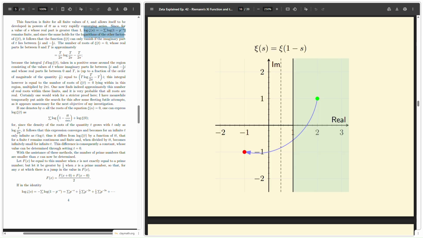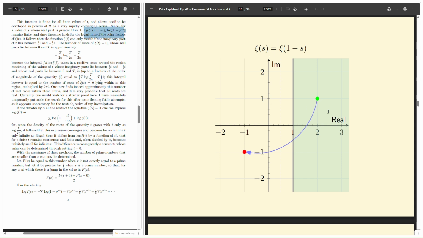So remember, we have this equation here, xi of s is equal to xi of 1 minus s, and we proved this, relatively easy proof, in episode 5: there are no zeros to the right of 1, so this green shaded region here. But this equation lets you transfer knowledge of the function from one area to another area.